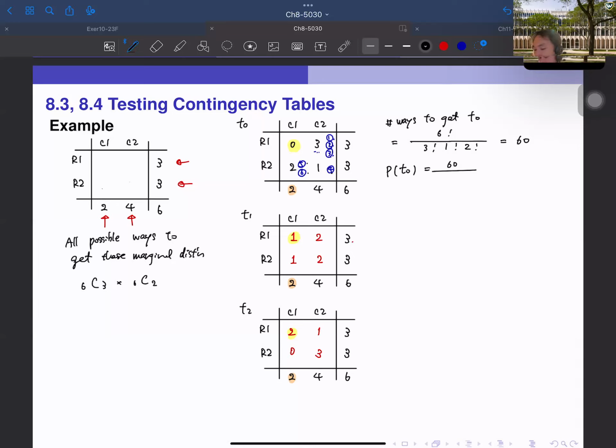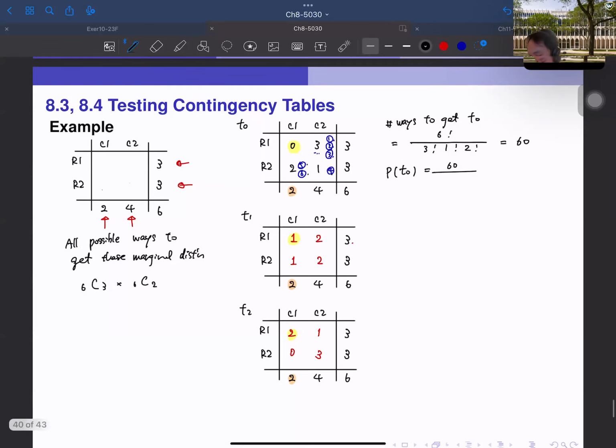The determination of rows and columns are independent. So we have 6 choose 2 times 6 choose 3 number of ways. 6 choose 2 is 15, and 6 choose 3 is 20. So in total, we have 300 ways. Out of these 300 ways, we have 60 to realize the table T naught. So this probability is 0.2. Given these marginals, we get a 20% probability to get this table T naught.